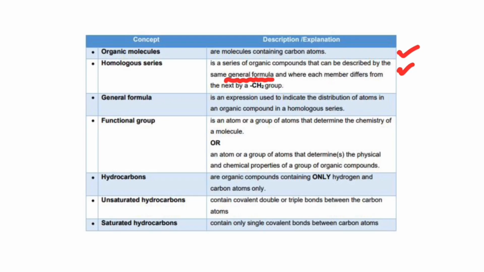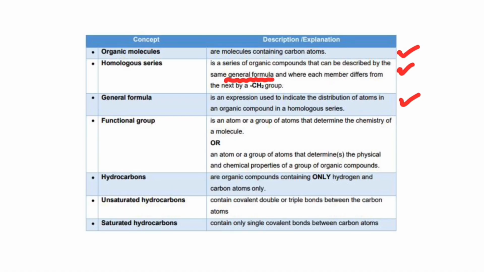Okay. The third term I want us to take a look at is general formula. It's an expression used to indicate the distribution of atoms in an organic compound in a homologous series. Even though you're not going to come across a question in the exam saying define the term general formula, you're going to have to memorize a few general formulas for different homologous series. So we are going to touch on that.